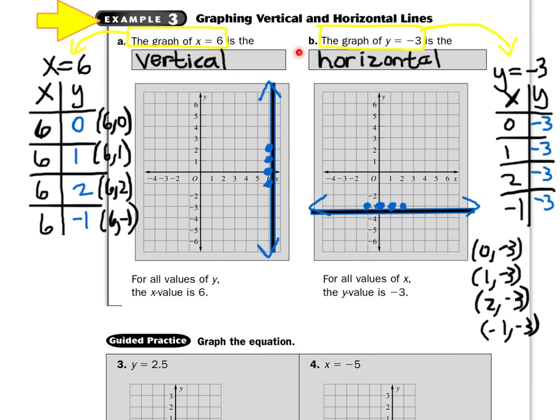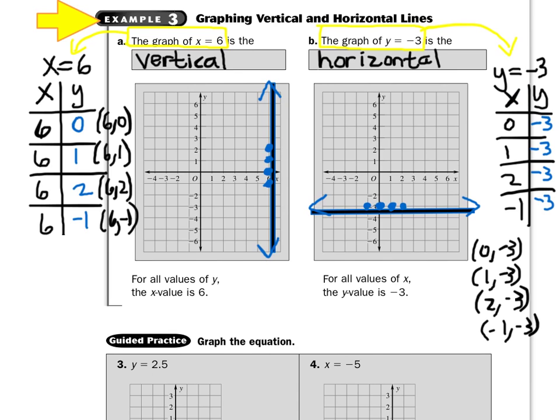Okay, take a look at example B. They want us to graph y equals -3. Now you should say, hey, wait a minute, there's no x here. That's correct. But I want you to put y equals -3, and then I still want you to put an x column and a y column, because these are still linear equations.